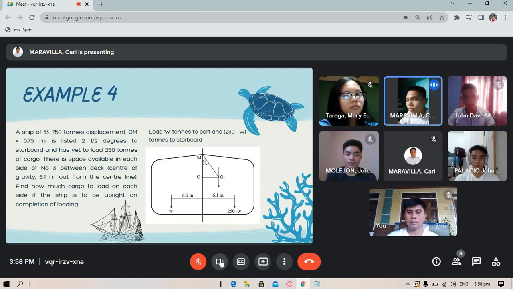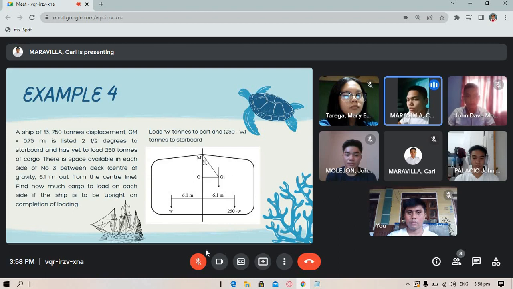A ship of 13,750 tons displacement and a GM of 0.75 meters is listed 2½ degrees to starboard and has yet to load 250 tons of cargo. There is space available in each side of number 3 between deck, center of gravity 6.1 meters out from the center line.